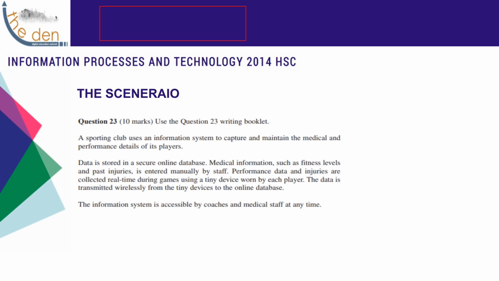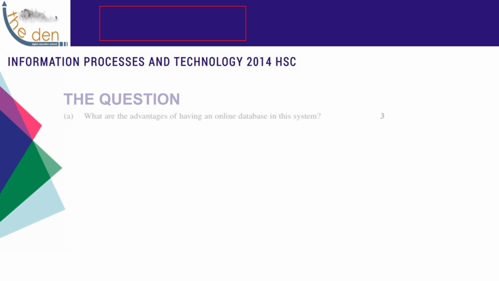With the scenario understood, let's dive into the first question. The question asks, what are the advantages of having an online database in the system? So, to approach this question, let's simplify it, let's break it down. The question asks, what are the advantages of having an online database in the system? The key terms are what, the advantages, online database within the system.